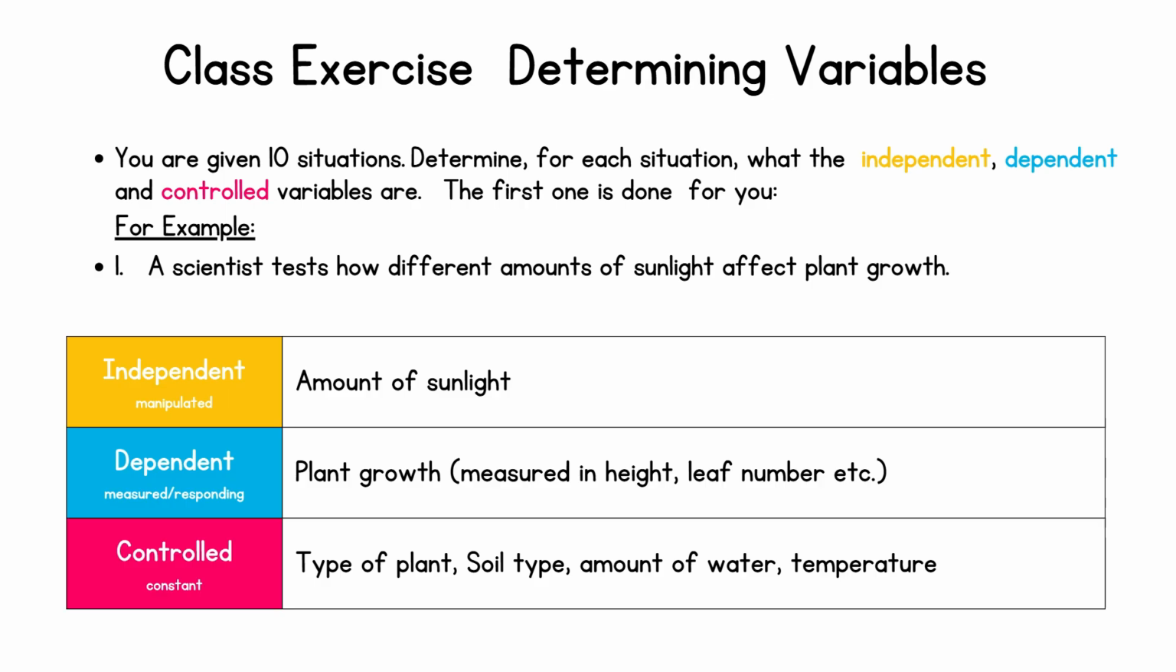Then what are we keeping constant? This is our controlled variable. So for this experiment, maybe the type of plant is being kept constant, or the type of soil, the amount of water given to each plant, and the temperature. So that is how you do it. So you read the statement and then you break it down into the independent, dependent, and controlled variables. Let's try some by ourselves now. Good luck!